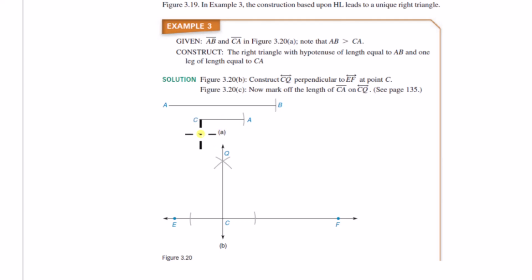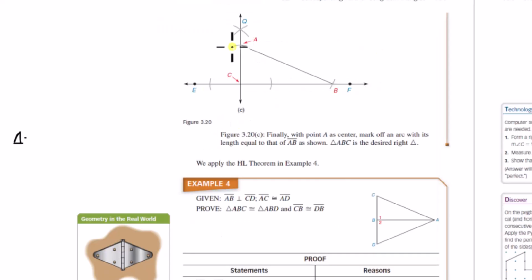So you take this length of CA, if we come to the next page, and mark this length off here on CQ. Finally, with point A as center, mark off an arc with its length equal to that of AB as shown. So you get the length of AB with the compass, put the center of the compass here, and mark off that length on this line EF. Now you've got this triangle ABC with the length of AB correct and the length of CA correct in this 90-degree angle. So what we can see from this is that you get a unique right triangle doing this.